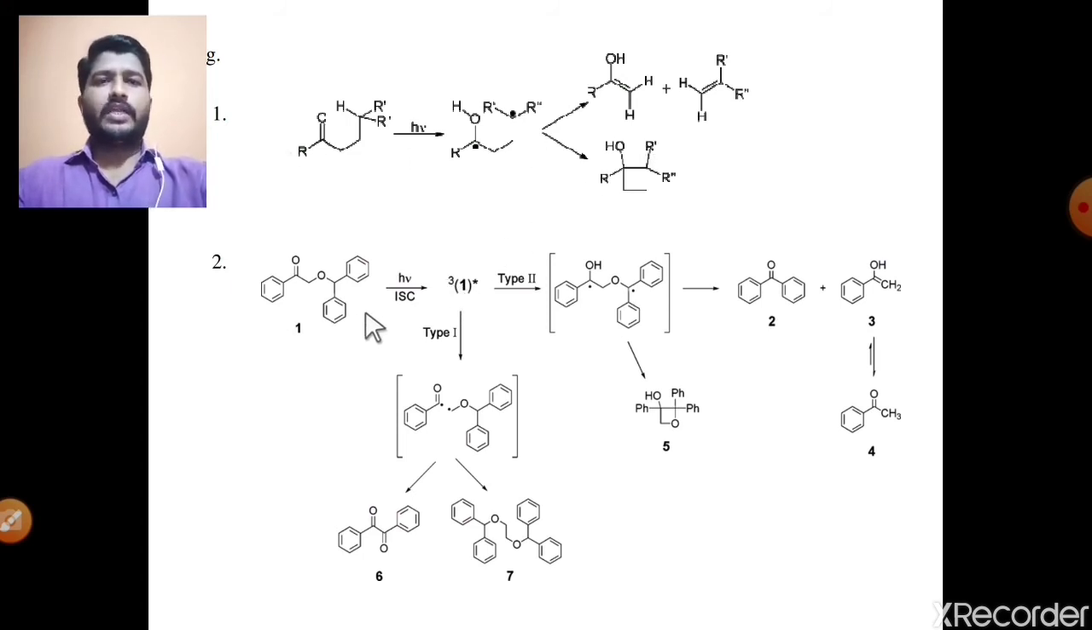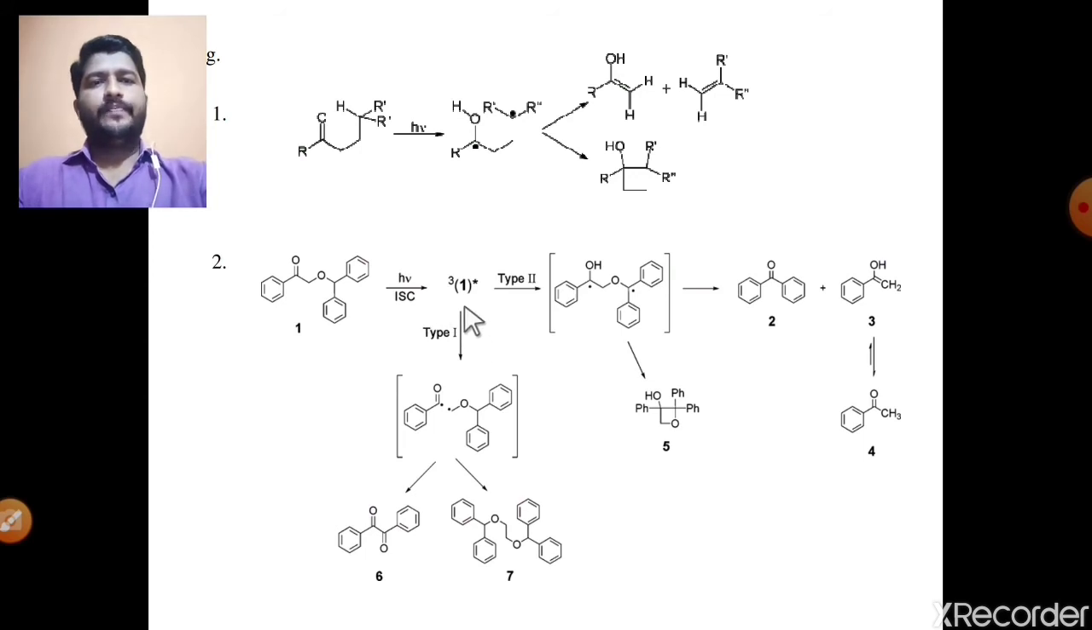See the second example. This second example gives both types of reaction, the Norrish type first reaction as well as the Norrish type second reaction. By absorption of light radiation, this molecule is excited from S0 to S1, then through intersystem crossing from S1 to T1. T1 means the triplet excited state, and in the triplet excited state there is a photochemical reaction, which is the Norrish type first reaction as well as the Norrish type second reaction.